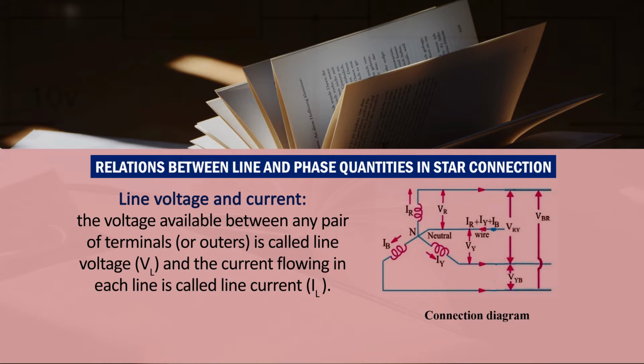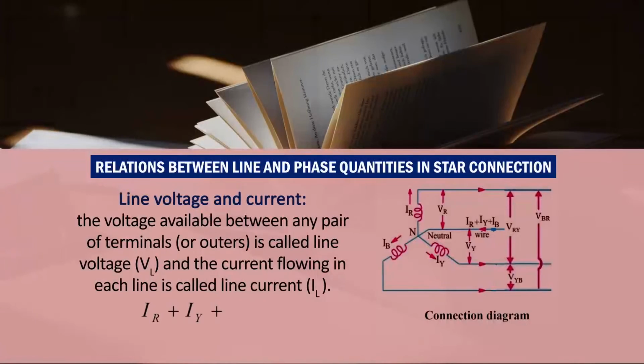Now we are assuming that between phase R and neutral, the voltage across phase R is VR, the voltage between Y phase and neutral is denoted as VY, and between phase B and terminal N, the voltage is written as VB. Because we are saying that it is a balanced system, the vector sum of the currents is equal to 0. That means you can write IR plus IY plus IB is equal to 0.